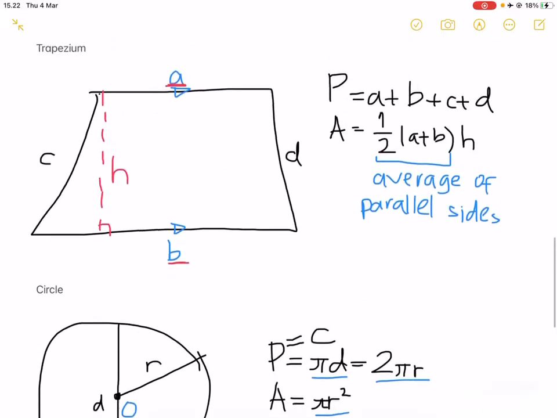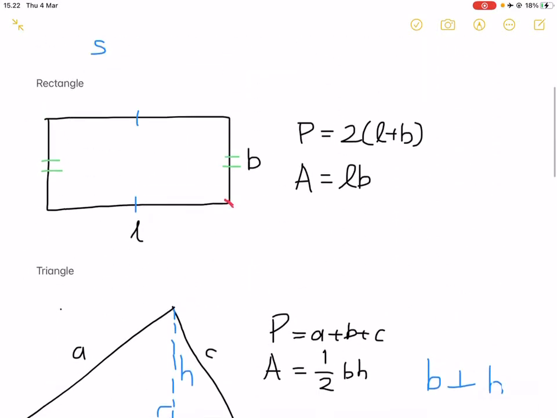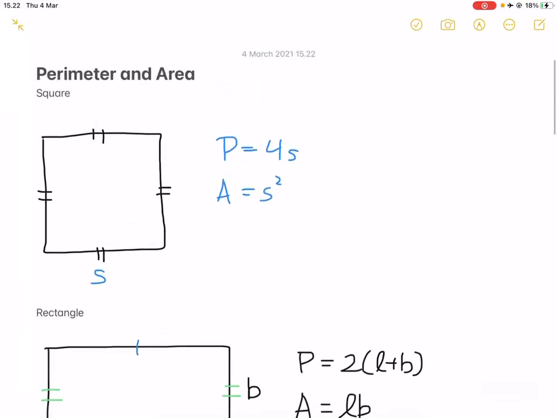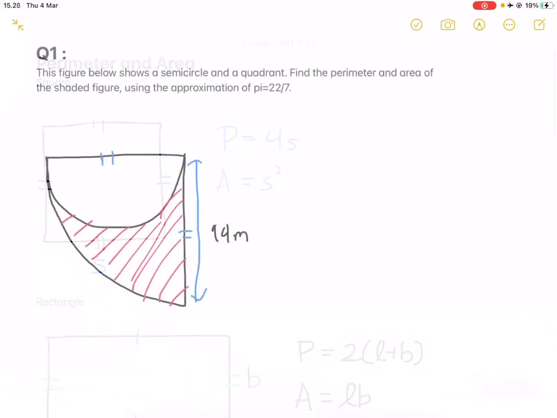Alright, so that's it for all these formulas and the shapes that we need to talk about for this. Let's jump into some examples. It involves a semicircle and a quadrant, and a quadrant is just another name for a quarter circle. So we need to find the perimeter and area of this shaded figure in red using the approximation of pi equals 22/7. I'm just going to start with area because it's probably easier and the most obvious.